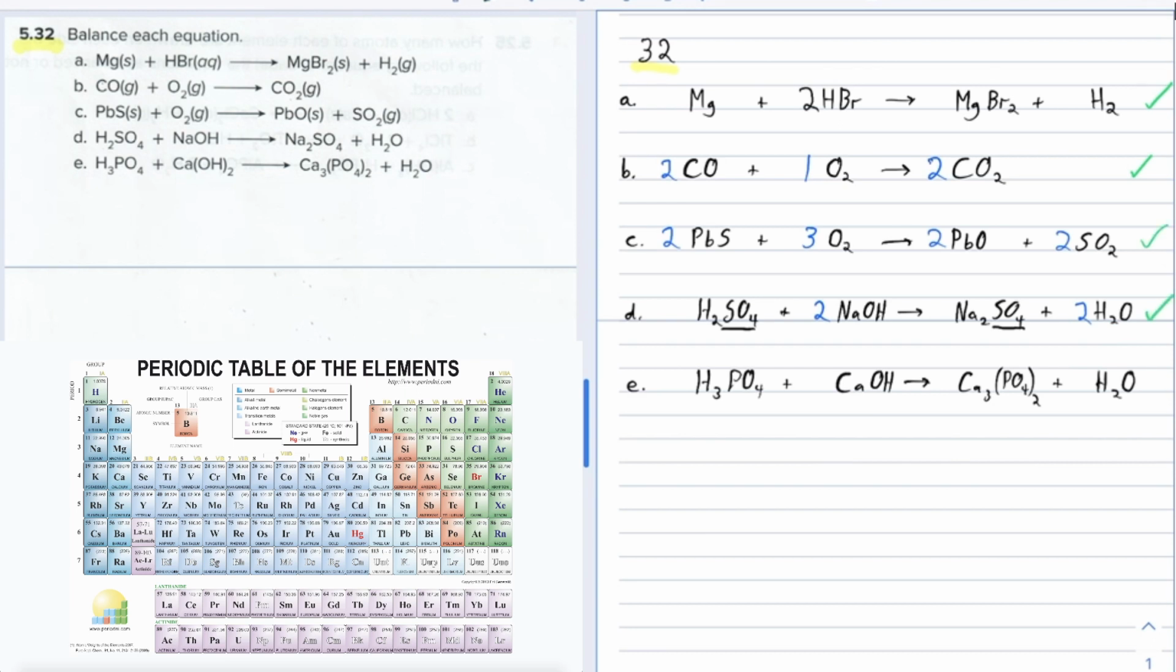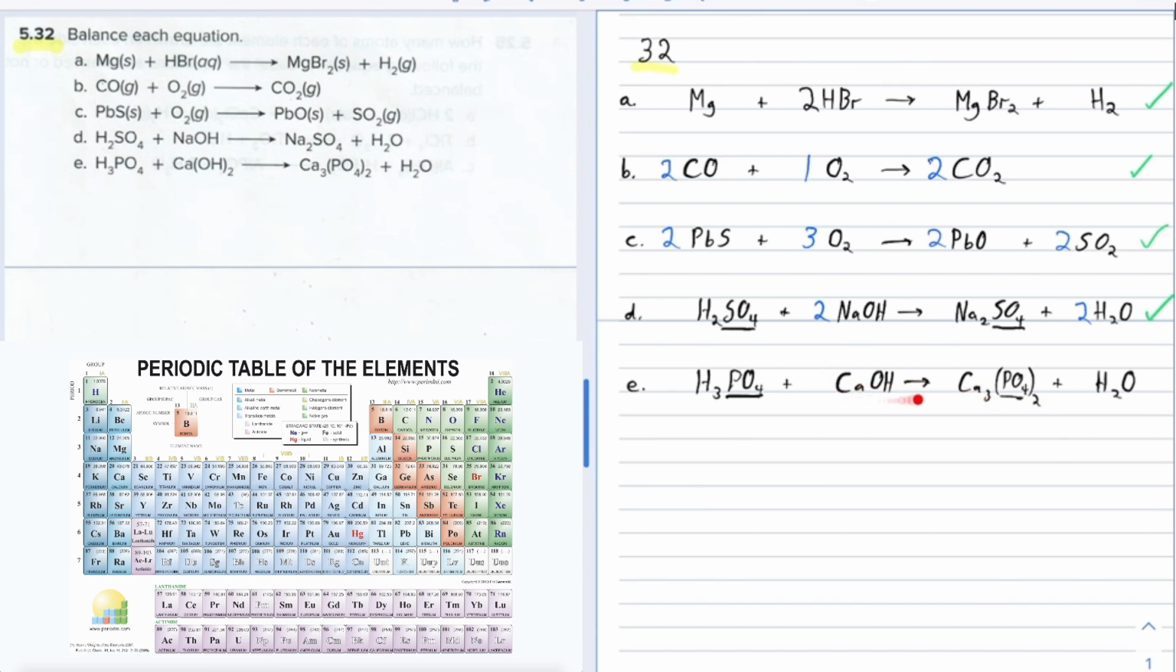And then finally, the last one. Again, I would recognize that every time I see phosphorus, it's connected to 4 oxygens. Okay. So if you want phosphorus, just balance the PO4s. And we got 1 PO4 on the left, 2 PO4s on the right. Okay, you got 3 calciums on the right, 1 calcium on the left.